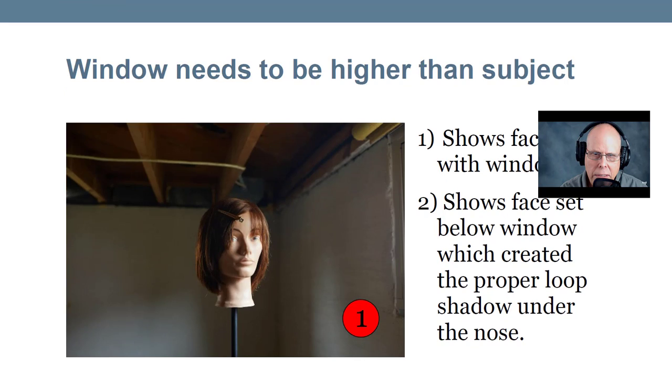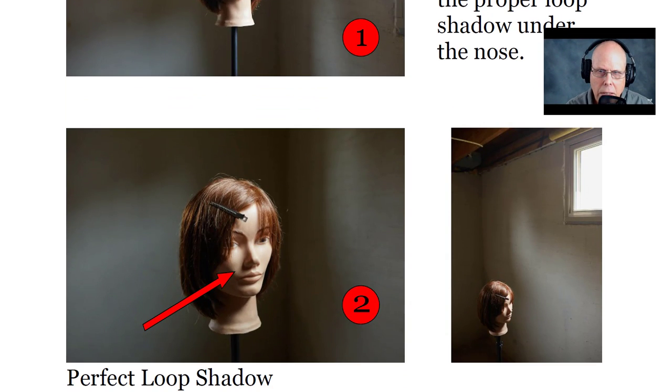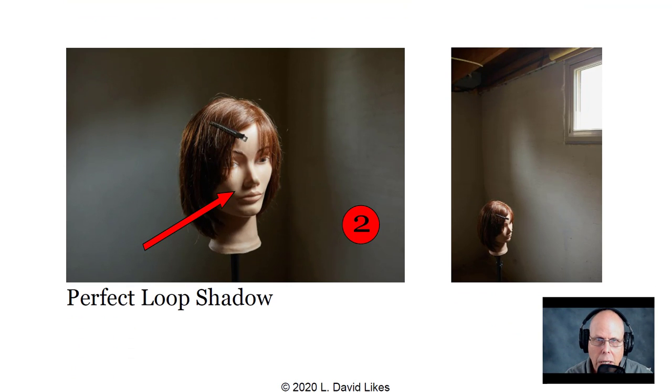So how do we fix this? Well, I can't move the window up, so I move my subject down. For example, you could have the subject seated on the floor, instead of standing, if you needed to create that loop shadow. But this is really the perfect loop shadow right here that I created with just window light. And here's an example of a portrait I did with window light coming from the same direction.